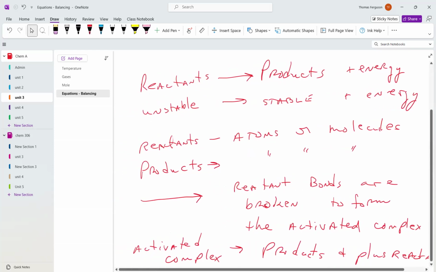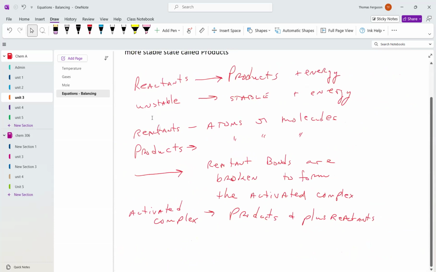Okay, now this is what is kind of confusing, is with the activated complex, this bundle of atoms ready to become more stable, they do one of two things. They either form a product or they fall back to become a reactant again, which is very strange. Most people don't realize that. And when a reaction happens, some of it goes to products, some of it comes back to reactants.